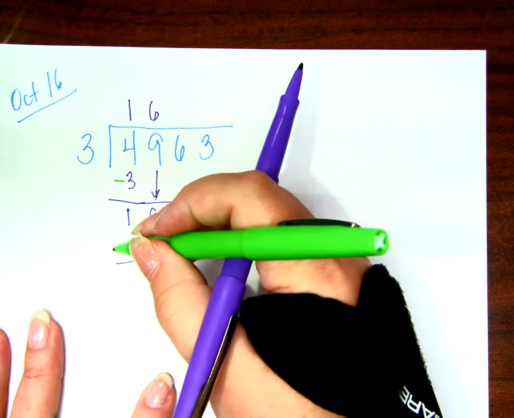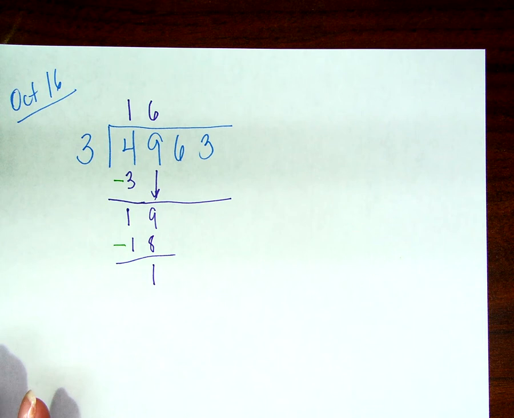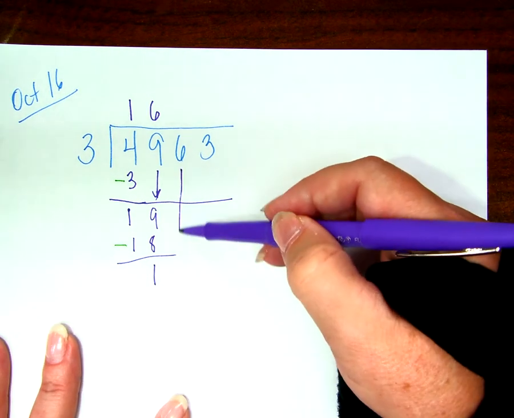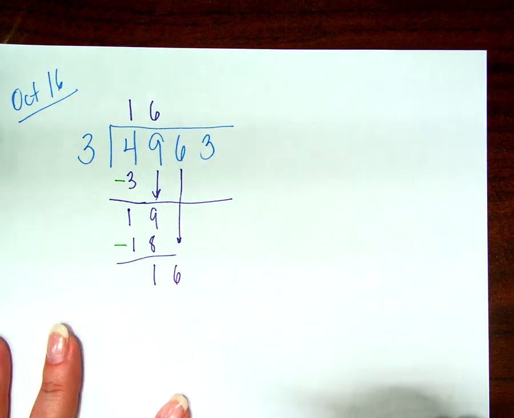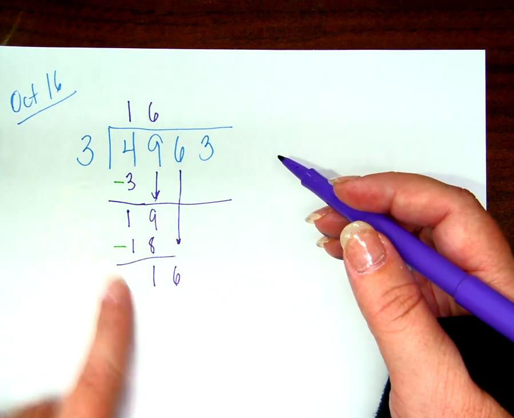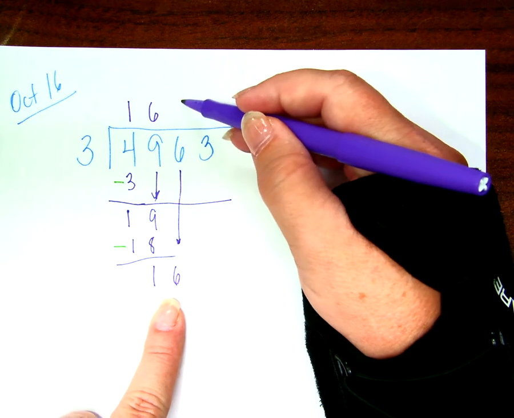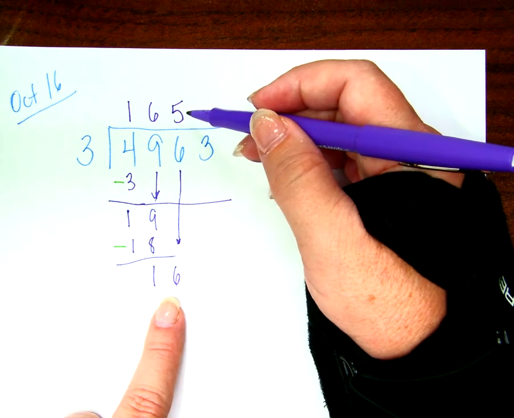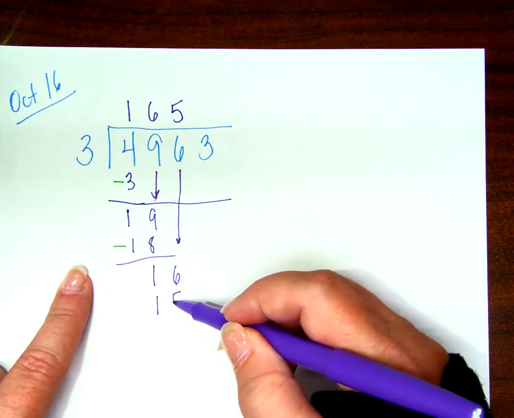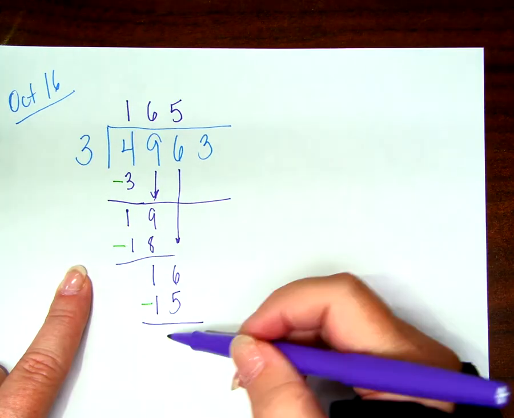And then subtract, right? 1. Or add the opposite. Okay? Now what? Drag the 6 down. Now what? How many times does this number go into this number? How many times does 3 go into 16? 5. Where do I write the 5? Okay. And then action. Multiplication. What is 5 times 3? 15. I write it below here. Subtract. 1.